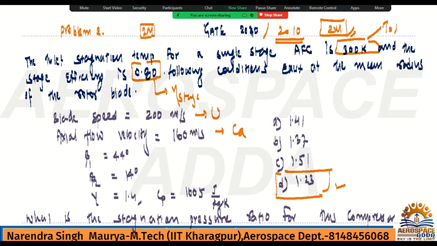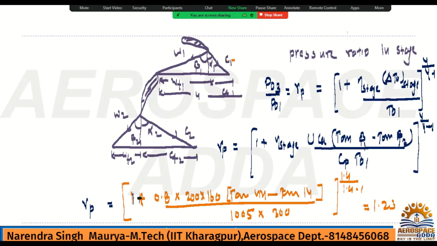If you know this formula, and obviously this was derived in my previous lecture, if you check you will get the derivation. This is the pressure ratio in stage, so this formula you ultimately need to remember. The derivation I have given; one time you have to derive it and then memorize the formula. If you do that, then it is very easy. Very easy, a simple formula-based problem.